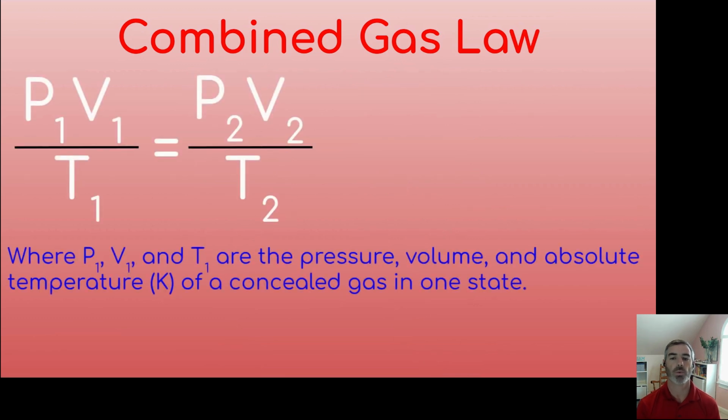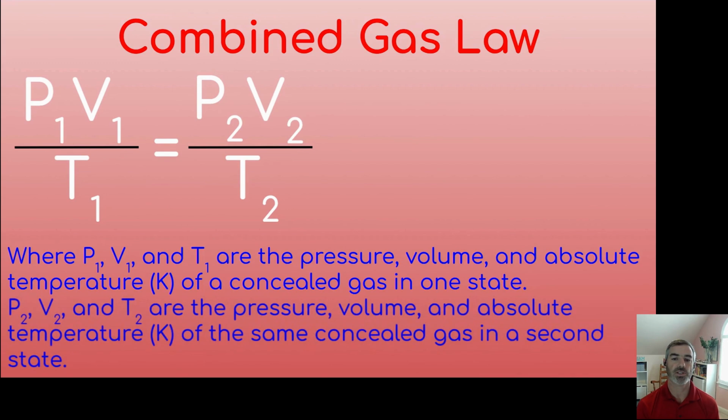Here P1, V1, and T1 are the pressure, volume, and absolute temperature of a gas in a sealed container in one state, and P2, V2, and T2 are for the same number of moles of gas in the same sealed container at a different state. Now, the reason it's the combined gas law is Jacques Charles, who was a French chemist, found this relationship between volume and temperature between two containers where the pressure remains constant. This is known as Charles' law.